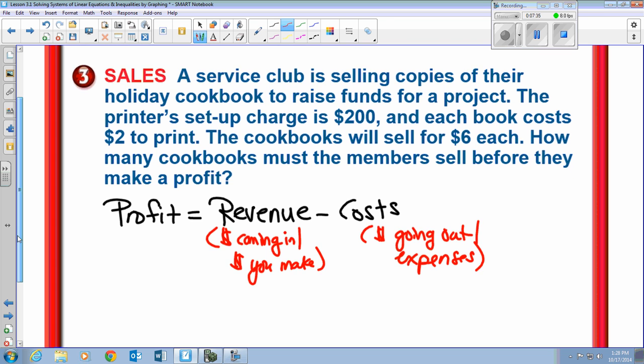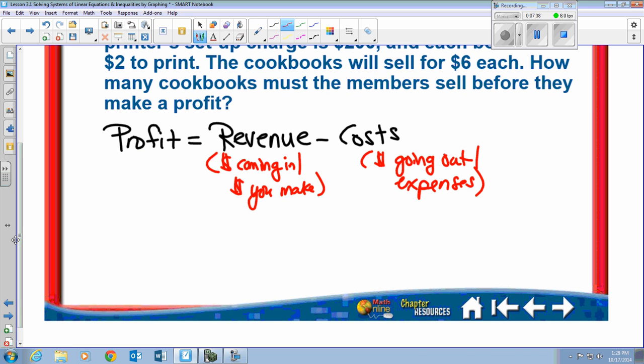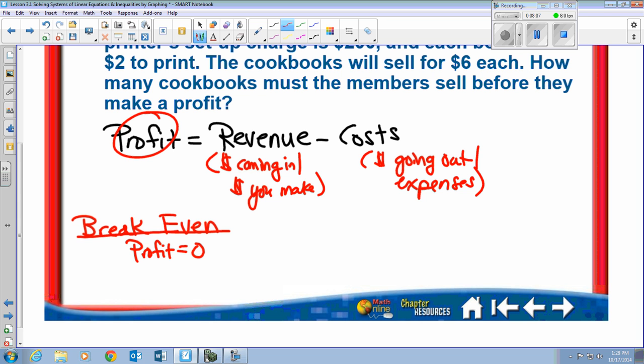Okay? So you want to know how much we sell before we make a profit. We're going to do that by doing what's called a break-even analysis. When we say we're breaking even, we mean our profit is exactly zero. We didn't make any money, but we didn't lose any money. If my profit is zero, what do I know about my revenue and my cost? They're exactly the same. Look at the equation. If this profit equation is going to be equal to zero, then what do I know about revenue and cost? They have to be the same. So in this situation, revenue will equal cost. And that's how we're going to do our break-even analysis.